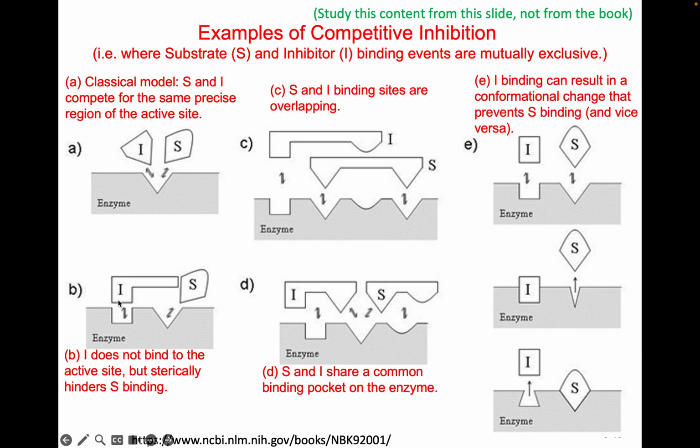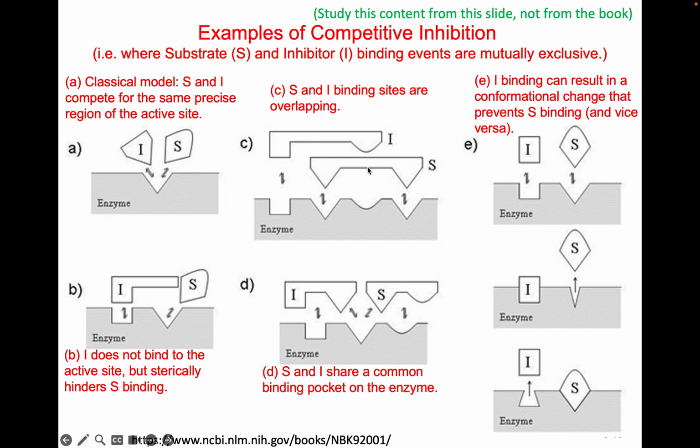B is that the inhibitor basically does not bind to the active site, but it sterically hinders the S. So meaning here, for example, it will basically bind to another site than the active site, which is here. However, its protein structure will stop the substrate from going in there. It just theoretically hinders it. It forms some sort of block to stop it from actually binding.